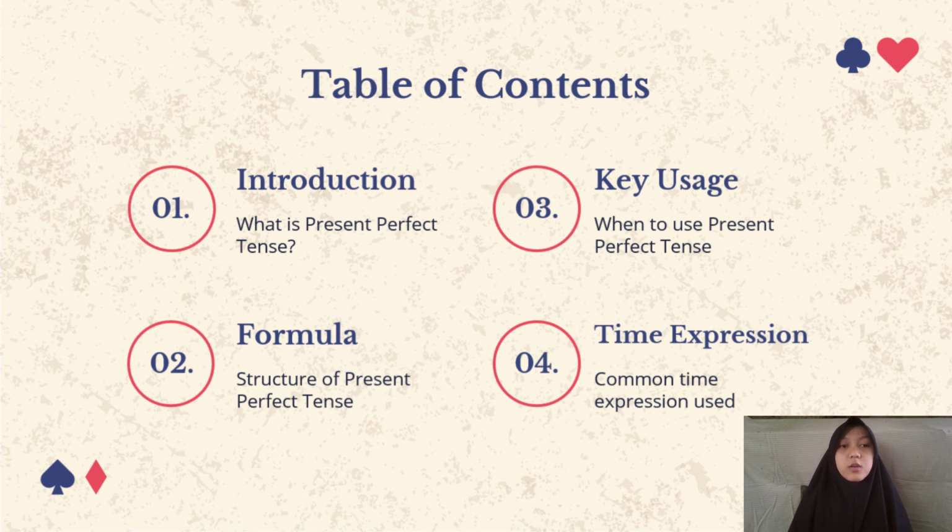So here we have 4 contents that I'm going to show you. The first one, we have introduction. I'm going to introduce you about the meaning of present perfect tense. And next we have formula. Here I'm going to show you the structure or how to use it. And then we have key usage. In this point, I'm going to tell you about when is the perfect time to use present perfect tense. And lastly, we have time expression. So now let's dive into the topic.